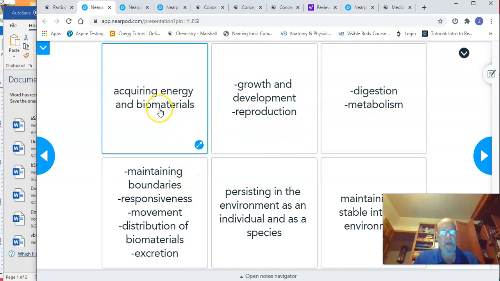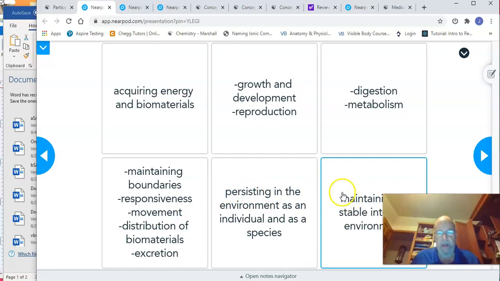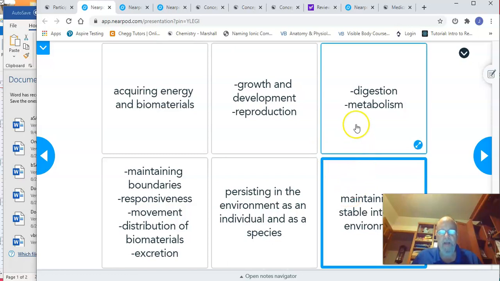What I want you to do is match the set of functions that accomplishes acquiring energy and biomaterial, and the set of functions that matches maintaining a stable internal environment. You can't get these wrong. They will not let you match wrong pairs. So just walk your way through this to see which goals match which sets of functions, and then go on to the next slide. Once you finish that, it'll let you go on to the next slide. I'm going to go ahead and go to the next slide.